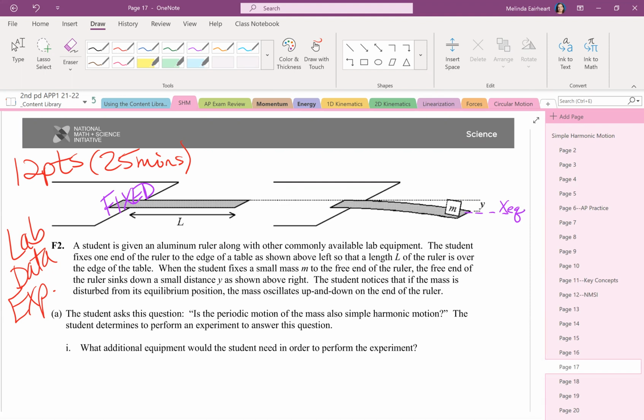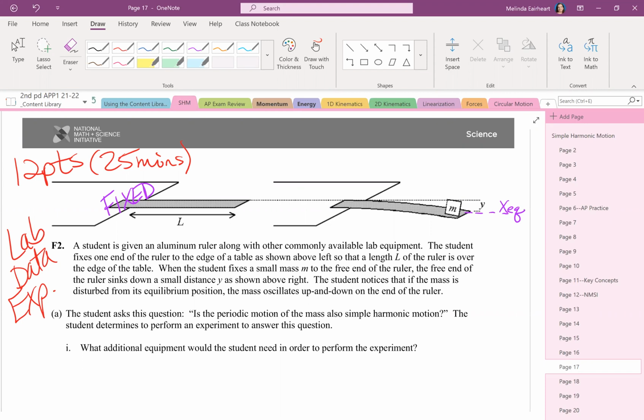Now it's not going on forever, right? But don't you see oscillatory motion? Video people, I'm flicking a ruler off the table. Okay. I can't video myself and video, anyway. The student notices that when you disturb it from its equilibrium position, the mass oscillates up and down on the end of the ruler. Not forever, but a little bit.